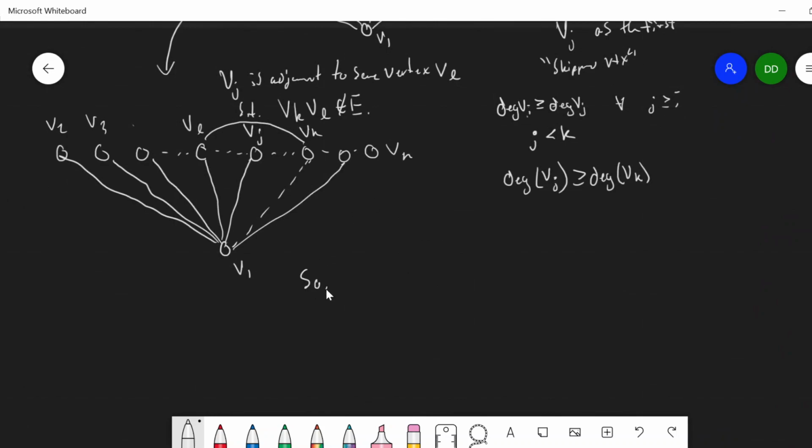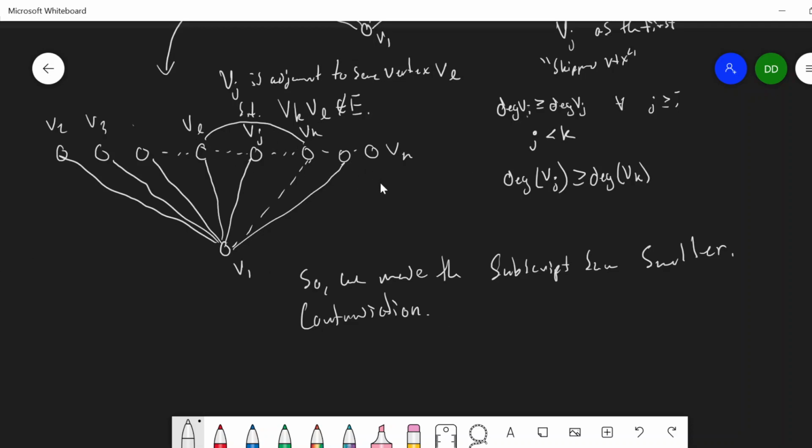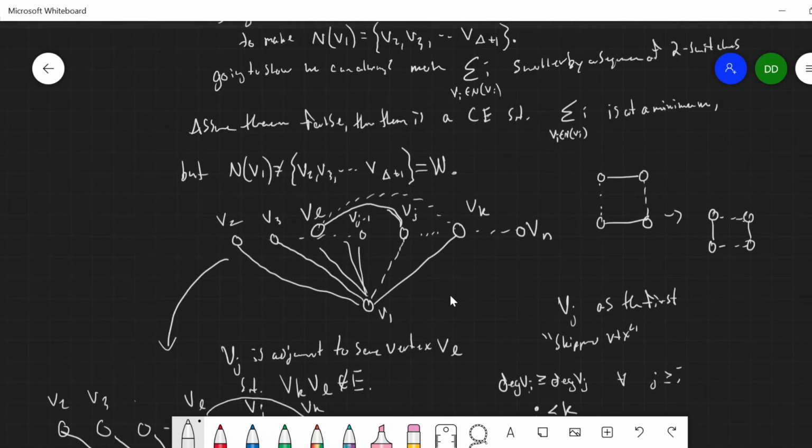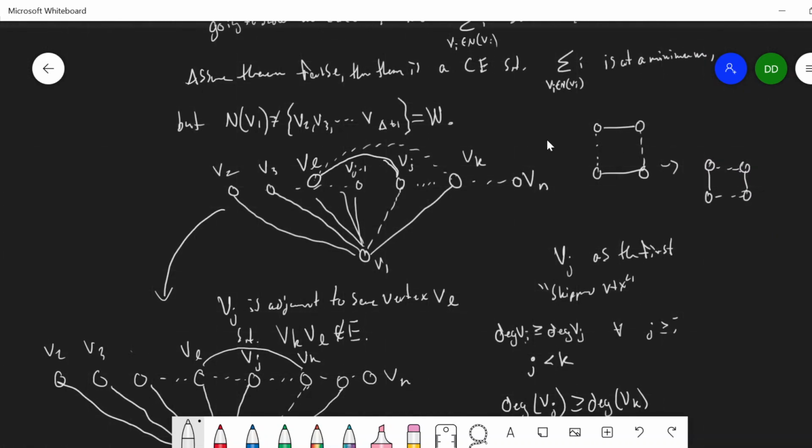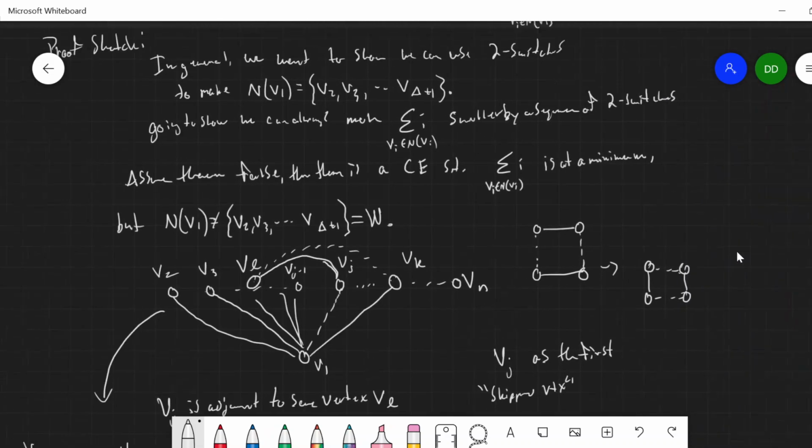So we made the degree sum smaller, or I keep saying degree sum, the subscript sum. We made the subscript sum smaller. Contradiction. This was supposed to be the counterexample with smallest subscript sum, but we made it smaller. What this is saying is we can make it smaller and smaller until we get to this desired neighborhood for V1.